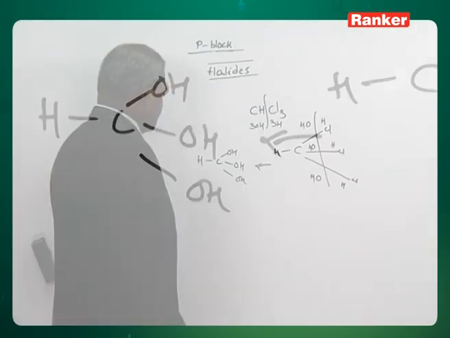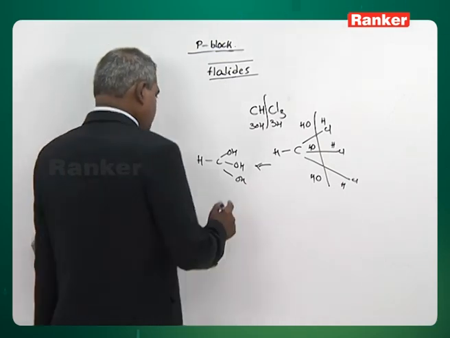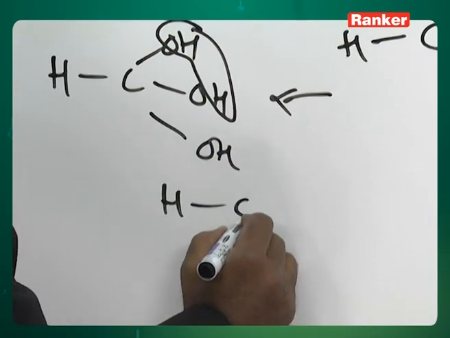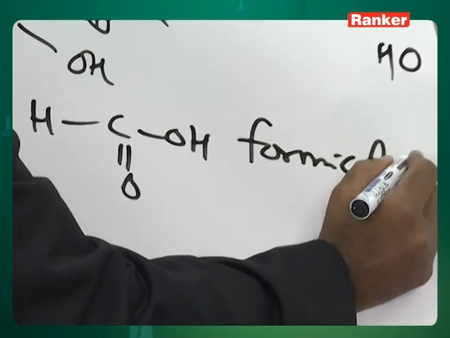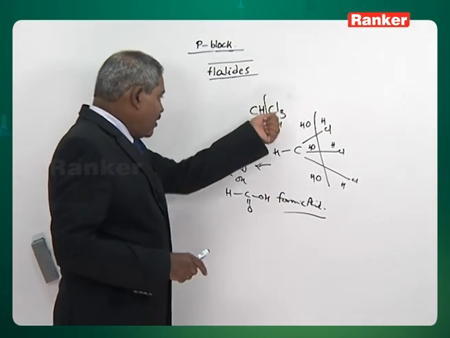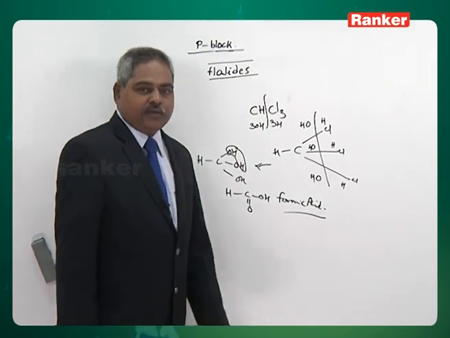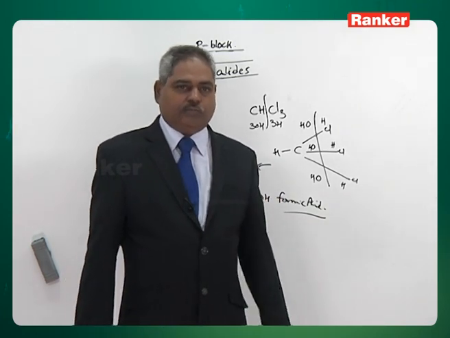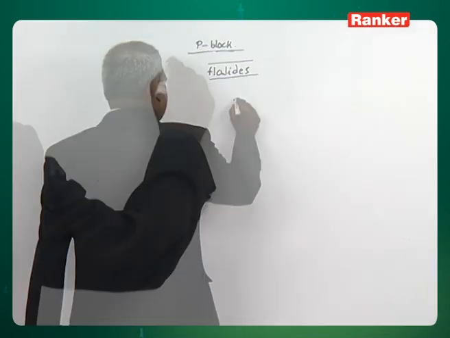And what do you know about carbon? It cannot handle more than 1 OH group. 1, 1, 1. Carbon handles only 1 OH. So automatic loss of water. HCOOH, you get formic acid. Chloroform on hydrolysis gives formic acid. That's the reason it is called chloroform: a substance that eventually gives formic acid when dissolved in water. Chloroform, formic acid.